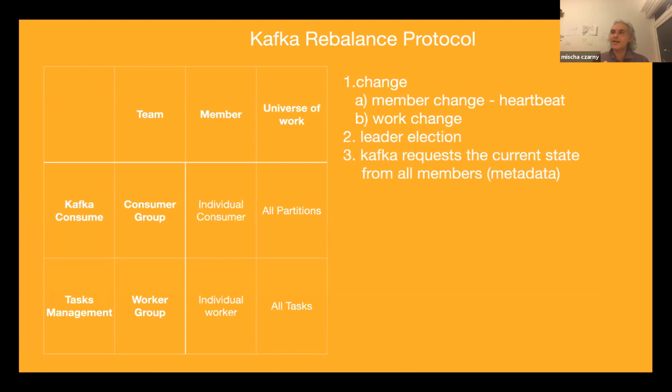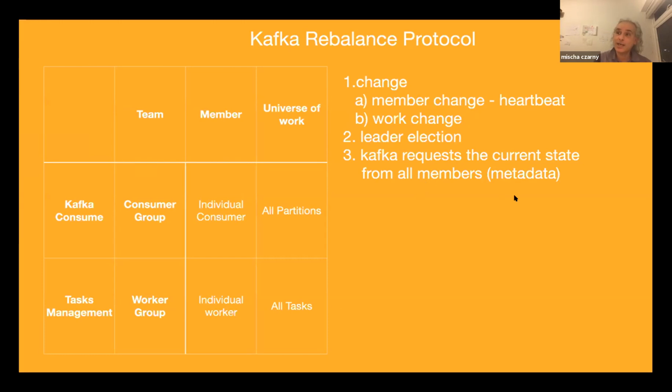So Kafka will decide one of the members in the group will be the leader, and Kafka will also request from each of the members: give me your current state. What are you doing currently? For instance, in the case of the consumer, which partitions are you actually handling? The reason for that is they don't want to move the partition processing randomly. They want to leave the partitions as much as possible where they are, and we want to do the same with the tasks.